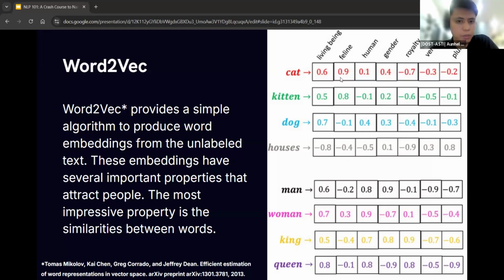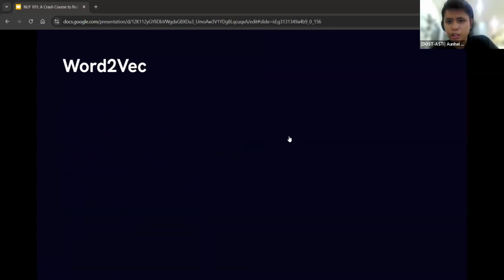Closer to cat, 0.9, and very, very distant from dog, which is negative 0.1, saying that if the kitten has more feline features than a dog, which does not have mostly feline features. So you can see this is the power of word2vec, that it has the property of similarity between words.